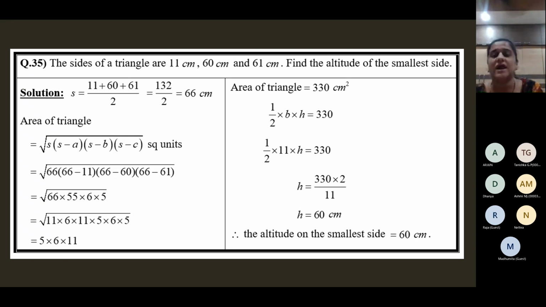So here the question is: find the altitude on the smallest side. So you take the smallest side, 11 centimeters, as the base, and find the corresponding altitude. My question is, how will you find the smallest altitude of the triangle? Any idea?